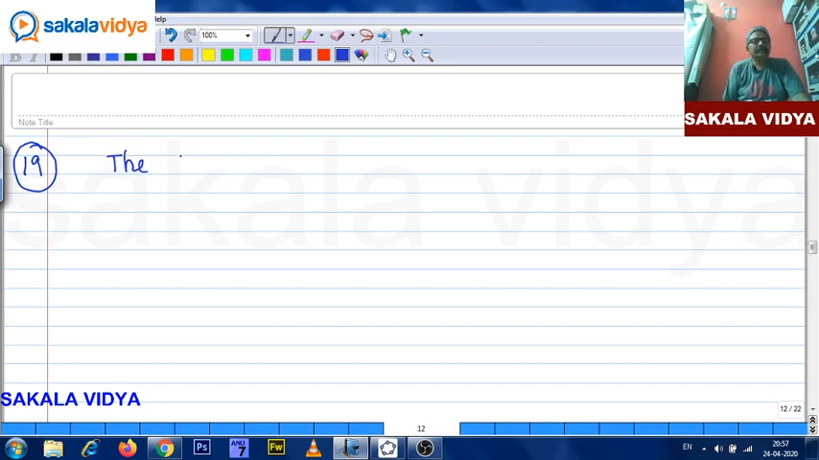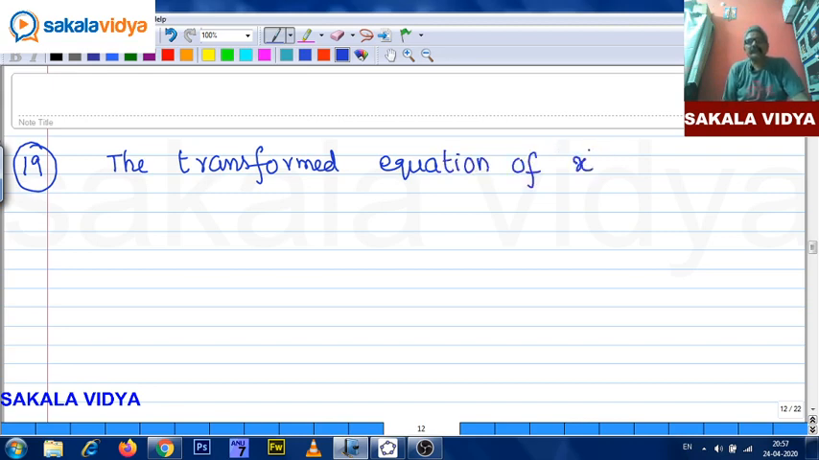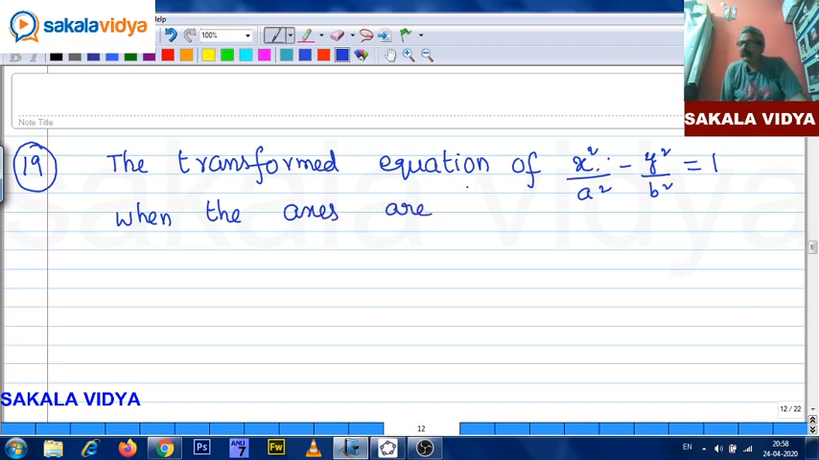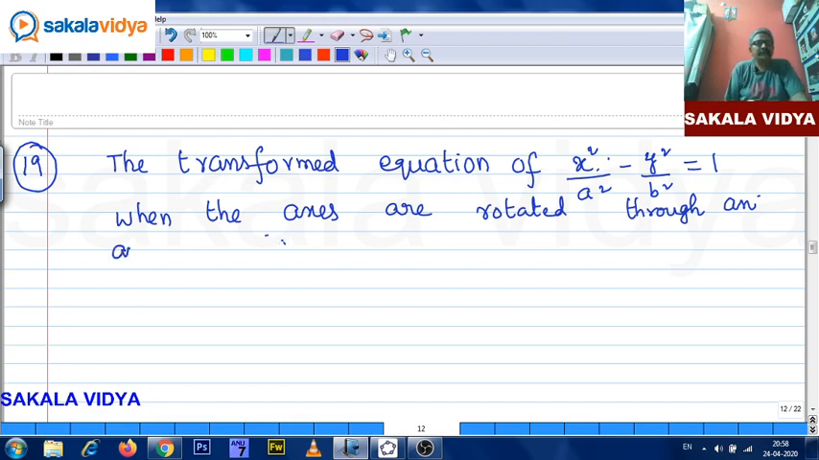The transformed equation of x square by a square minus y square by b square equals to 1, when the axes are rotated through an angle 90 degrees, is.